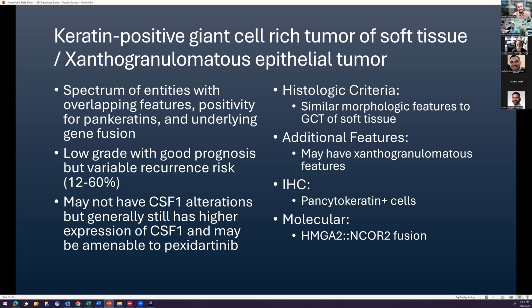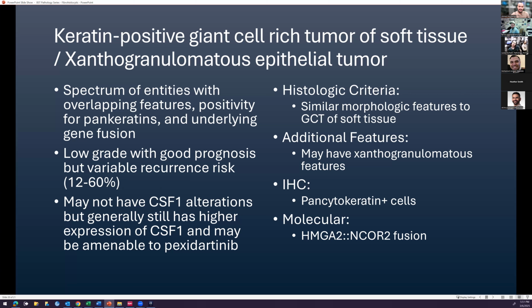So there are these various entities that have been described that are probably all in the same spectrum, right? They have overlapping features generally, but their positivity for pankeratin is pretty consistent, and they have an underlying gene fusion that helps, right? It's not super important to recognize, but they do have generally good prognosis, but they can have pretty variable recurrence risk and maybe relatively high recurrence risk in some studies. And I think mets have been described. I can't remember. But if you do happen to notice it, you'd want to mention it, but it's not hugely different, right?